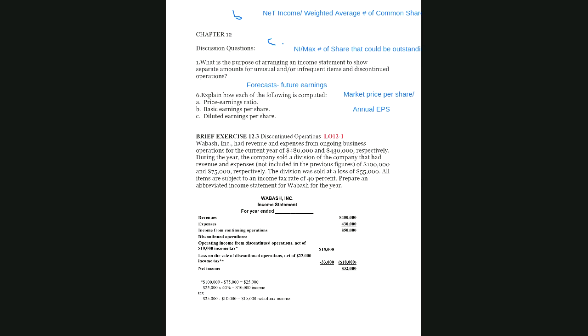Here, again, there's a lot of information that's given. So what I would suggest when you have a problem like this for homework or on an exam, read carefully and highlight what you need to know. Okay, so here we have Wabash Corporation has revenues and expenses from ongoing business operations of $480,000 and $430,000.